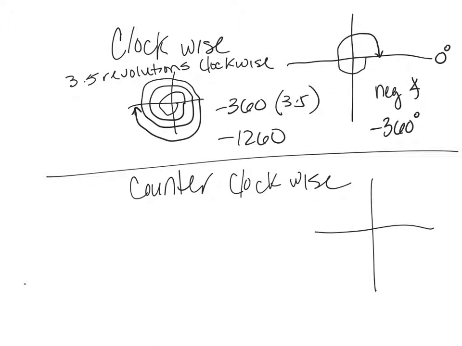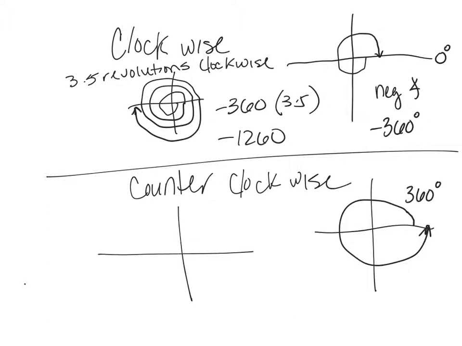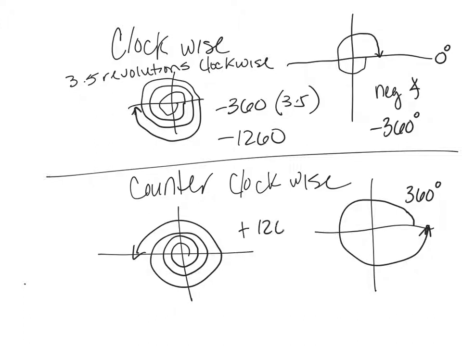Now counterclockwise is a positive angle. So if we go around here once, we have gone 1 revolution at 360 degrees. And if we go 3.5 revolutions counterclockwise, that's a positive 1260 degrees. So you just multiply it by 360, and remember counterclockwise is positive and clockwise is negative. And it kind of gets confusing because most people think clockwise would be positive and it would be the opposite, but it isn't.